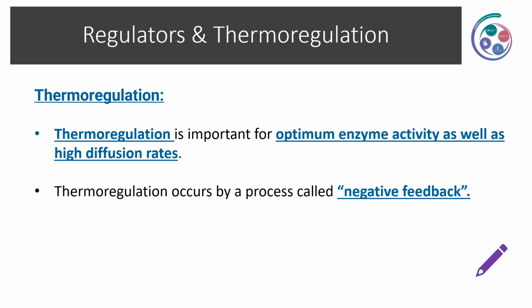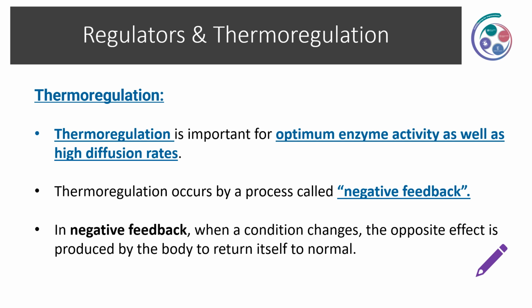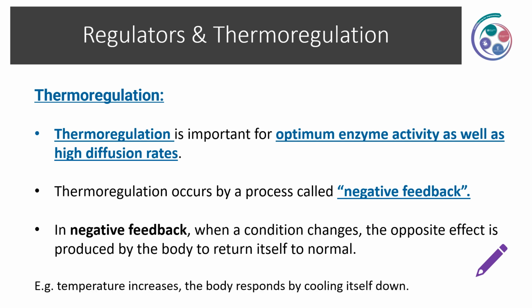Thermoregulation occurs by a process that we call negative feedback. So what is meant by this term negative feedback? When the condition changes, the opposite effect is produced by the body to return itself to normal. So an example would be when temperature increases, the body responds by cooling itself down. This would be an example of negative feedback control.